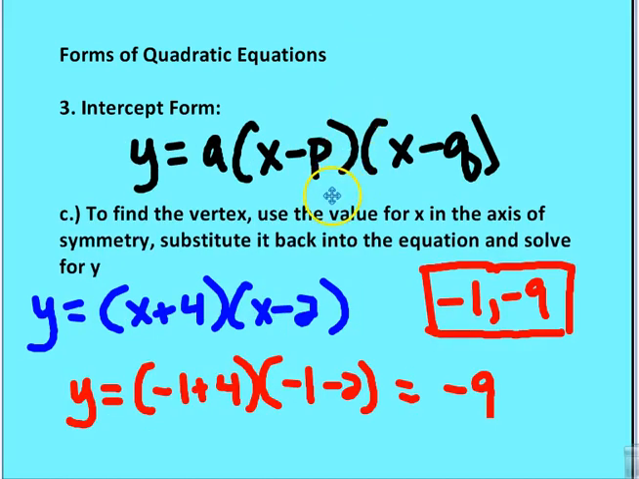Now we're going to use the axis of symmetry to find the vertex. We're going to substitute x equal to negative 1 into the value for x in our intercept form, and then we're going to solve for y. Negative 1 plus 4 times negative 1 minus 2 leaves us with 3 times negative 3, which ends up being negative 9. So our vertex is (-1, -9).